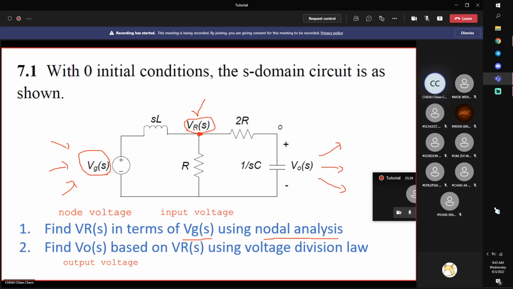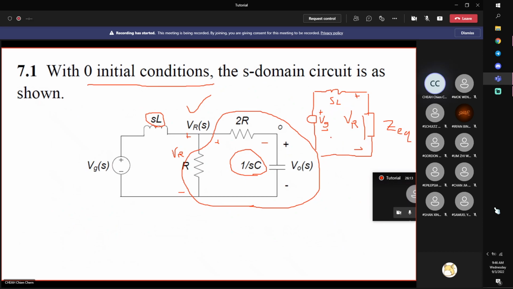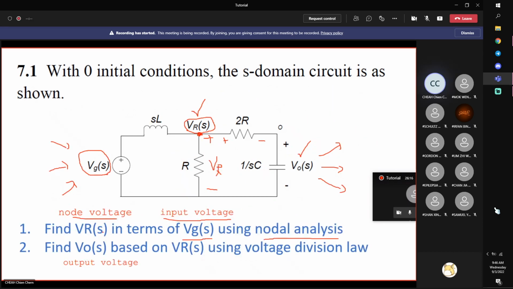Now, once you find VR, then you can use voltage division law to find VO, because VR is divided across 2R and VO. VO is the output that we're interested in, according to the ratio of the impedance. So this is voltage division law. That means my plan is to find the node voltages first in terms of my input voltage using any methods. Just now I showed you voltage division law also can, and this is nodal analysis.